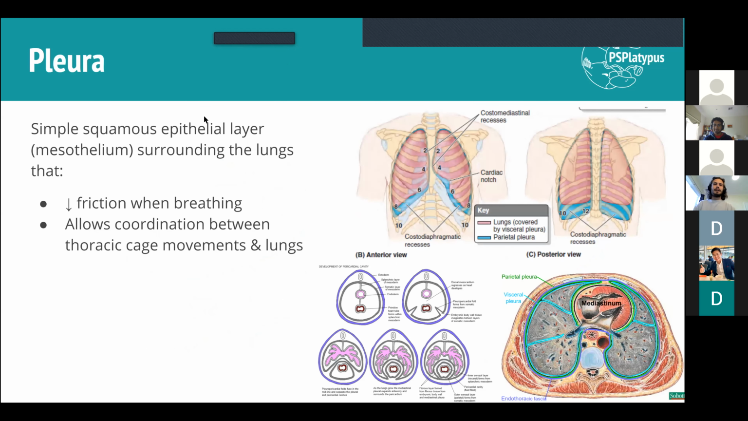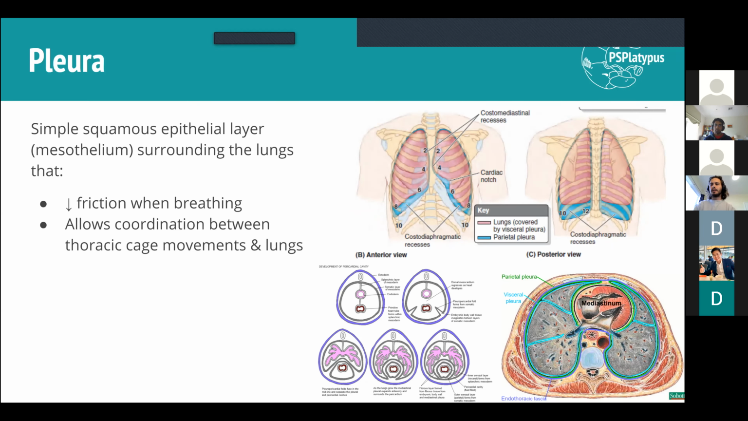All right. Pleura. So pleura is a simple squamous layer of epithelium. The way to get your head around it is that it actually ends up being 2 layers, but it's one continuous sheet. It's referred to as mesothelium, and it surrounds the lungs. The pleura becomes pericardium around the heart as well, which you can see in this diagram embryologically.